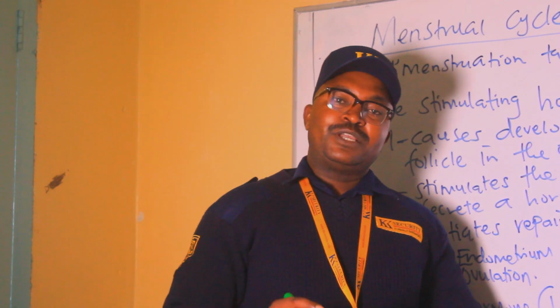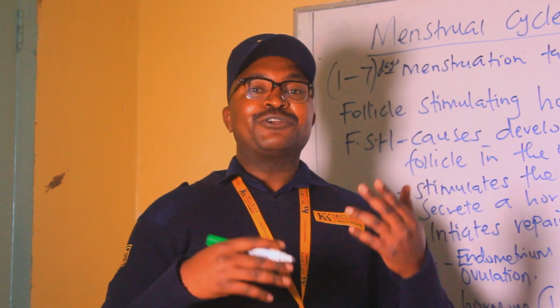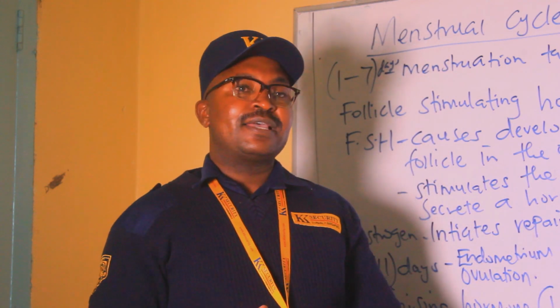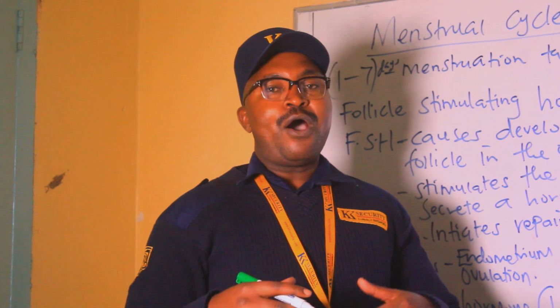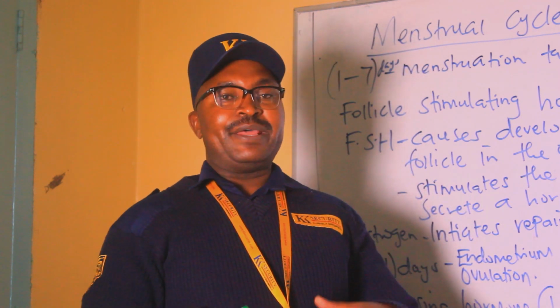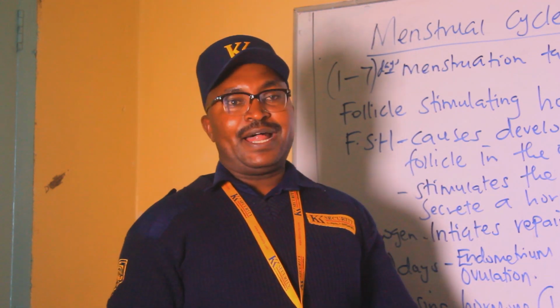Then if fertilization fails, the corpus luteum disintegrates and no more progesterone is produced. Hence, the endometrium sloughs off and menstruation occurs. And this marks the beginning of another cycle.